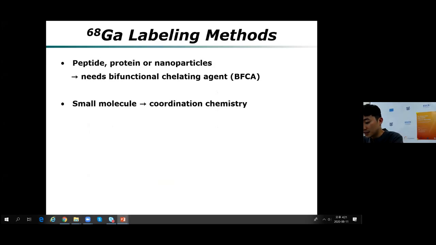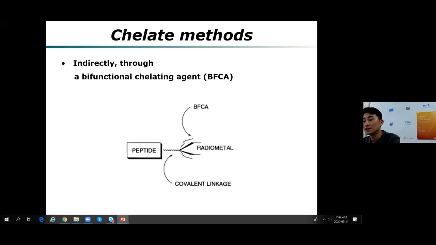Some examples you already saw in the previous lecture using the gallium system are gallium DOTATATE and other gallium PSMA agents. Using the gallium labeling method, many kinds of peptides, proteins and nanoparticles can be labeled, and small molecules can also be labeled using the same kind of method. We call this the indirect bifunctional chelating agent method, the BFCA.